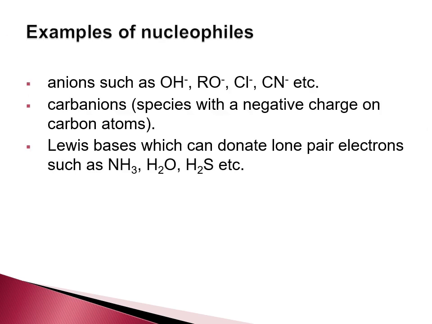Anions such as hydroxide ion, alkoxide ion, chloride ion, cyanide ion, and carbanions are examples of nucleophiles. They have a negative charge on the carbon atom for carbanion. Lewis bases are also examples of nucleophiles. What are Lewis bases? The species which donate lone pairs of electrons. Ammonia, water, and hydrogen sulfide all have electron lone pairs.